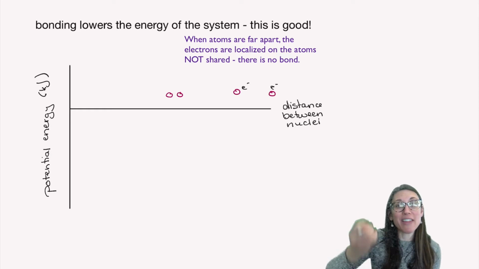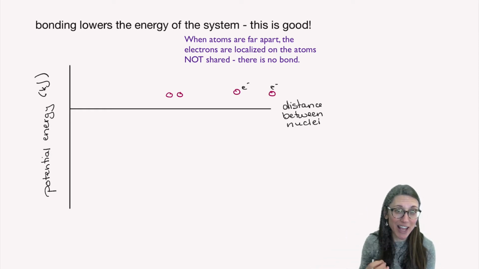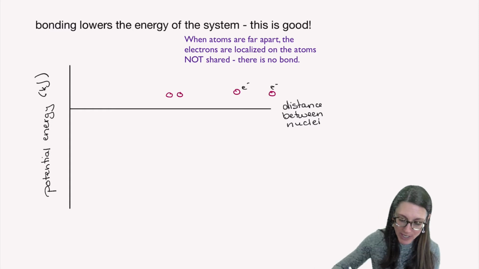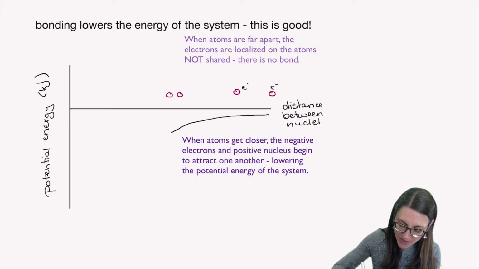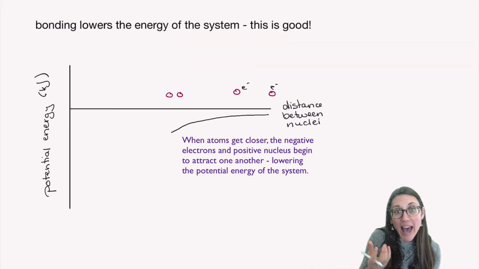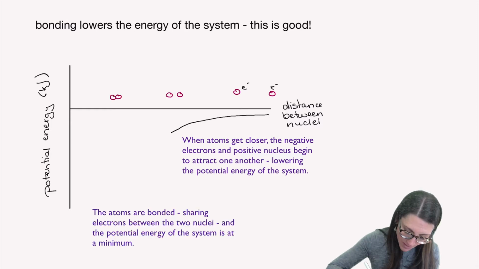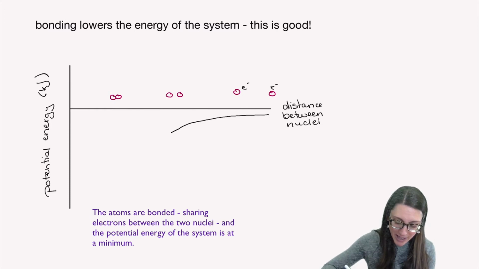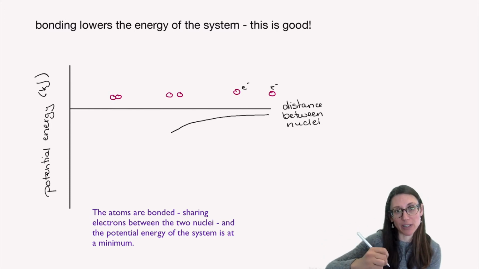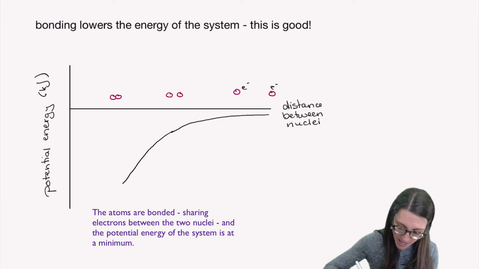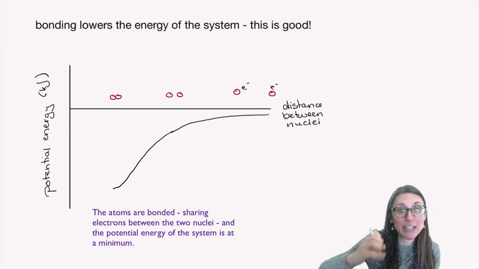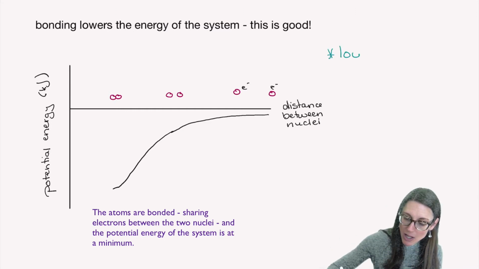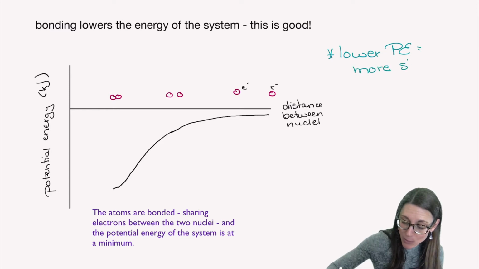As the nuclei get closer together, so maybe we're here, the electrons start being able to be attracted to both of them. This is a good stabilizing interaction, and that's going to lower the potential energy of the system. And so we see that the potential energy starts to go down. As the nuclei get closer together yet, those electrons that are between the nuclei are able to interact with both of the nuclei, and they're attracted to those positive charges. And that decreases the potential energy even more. And in chemistry, lower potential energy is more stable. This is a good thing.